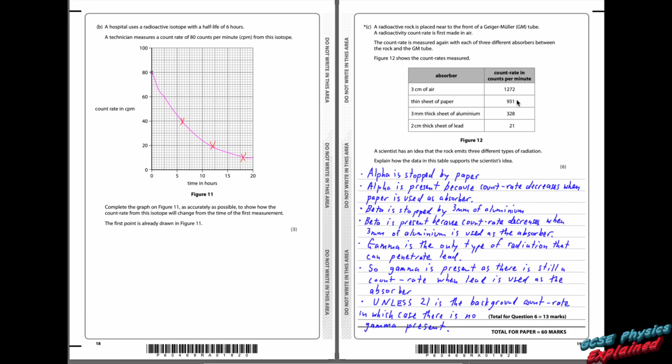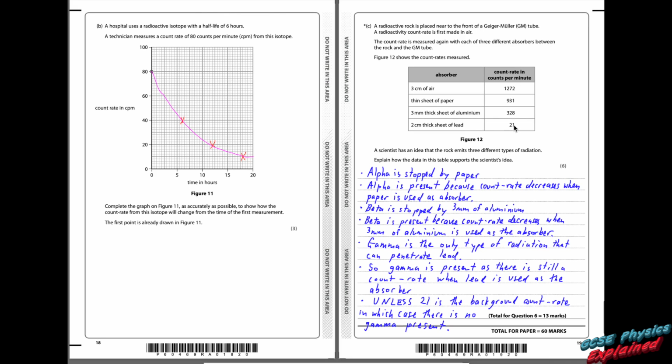So we've already got rid of the alpha, now we've got rid of the beta, and we're left with 21. Now if you put a 2 centimeter thick sheet of lead in the way, the fact that this is still 21 means one of 2 things. We know that gamma is the only type of radiation that can penetrate lead. So gamma is present as there is still a count rate when the lead is used as the absorber. Unless, of course, 21 is the actual background count rate, in which case there is no gamma present.